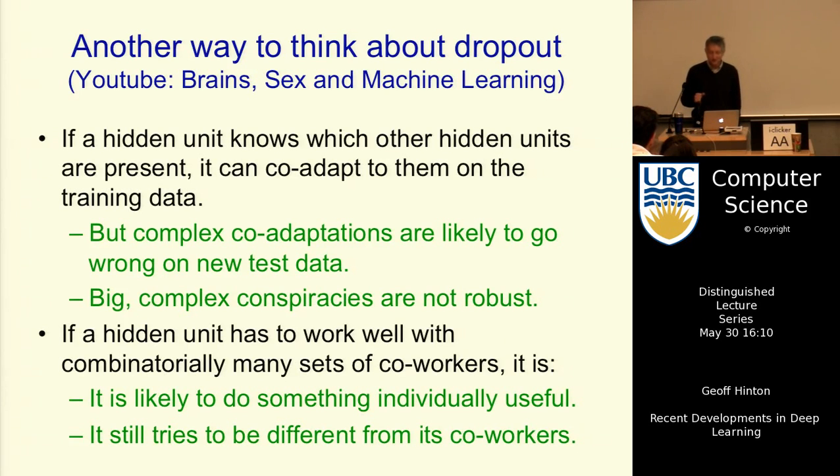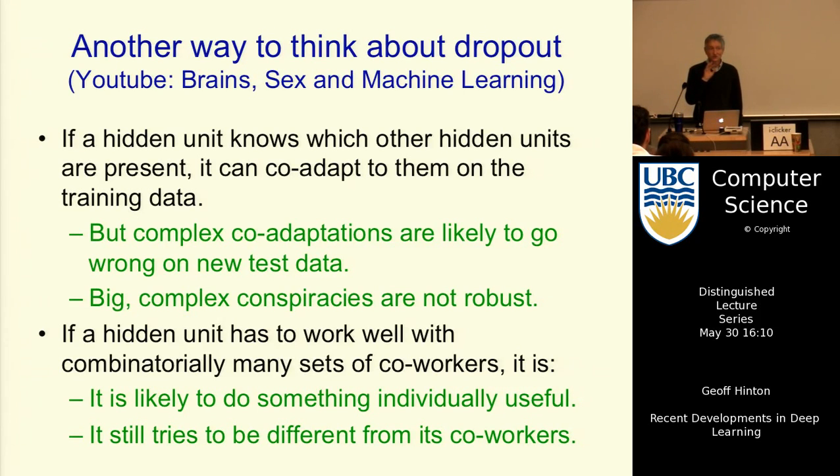Another way to think about dropout is that it's like sex. There's this puzzle in sexual reproduction, which is you get all these nicely co-adapted genes, you then mate with somebody, and you produce an offspring, and half your nicely co-adapted genes have disappeared. And that seems like a bad thing to do. It seems like you'd be better just cloning yourself. And indeed, if the environment didn't change at all, I think you'd be better just cloning yourself.